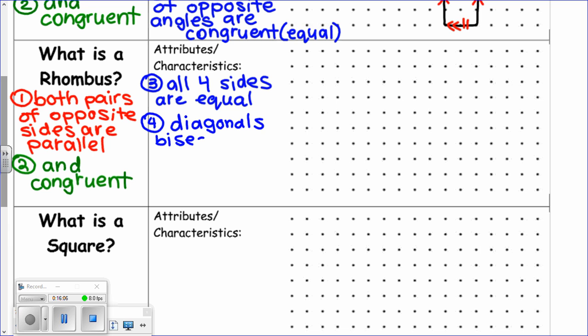So again, that means they are going to cut each other in half, and I'm just abbreviating that word each other with E/O. The diagonals are also perpendicular, which means they will make 90-degree angles where they intersect.